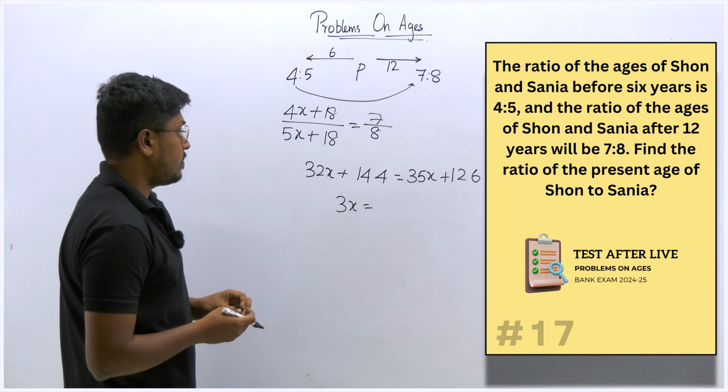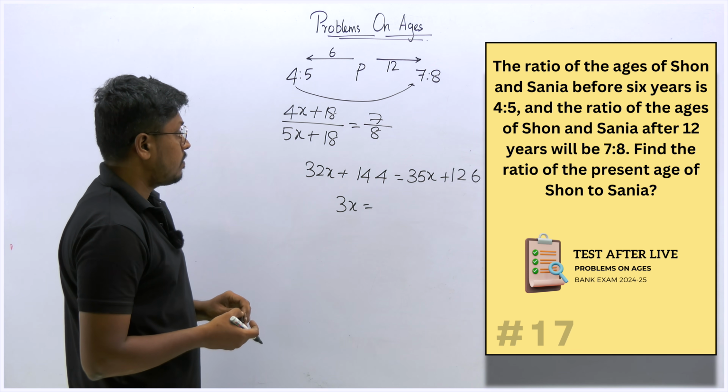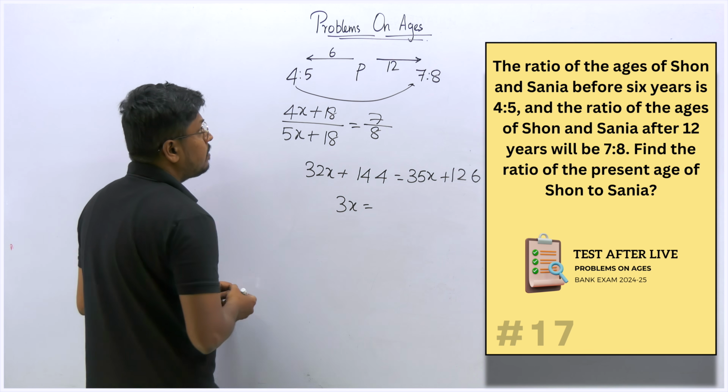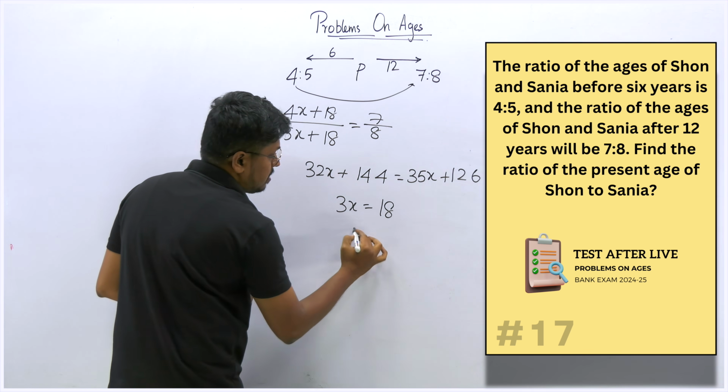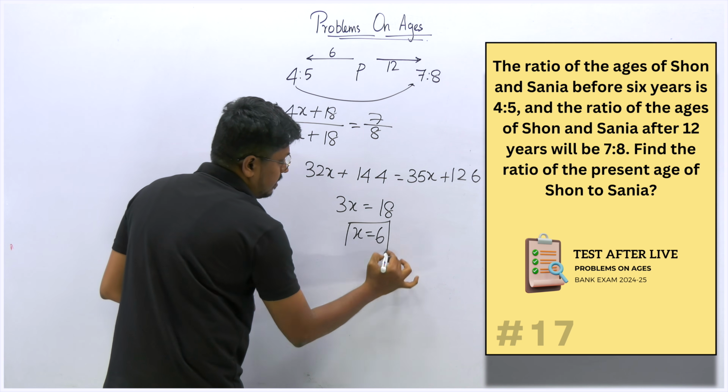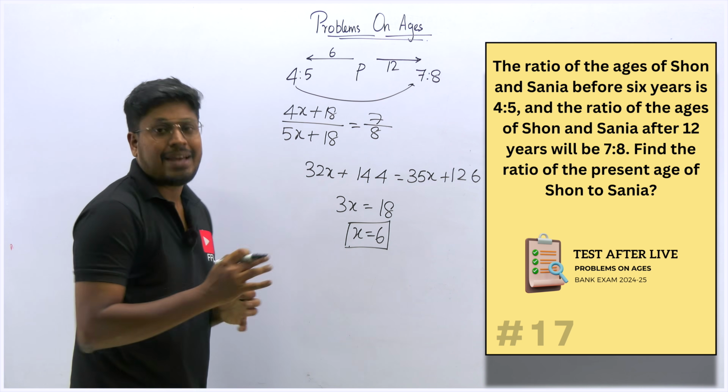Just a minute. 18, right? Okay. Yes. So 18. So x is equal to 6. So finally we got the value of x is equal to 6.